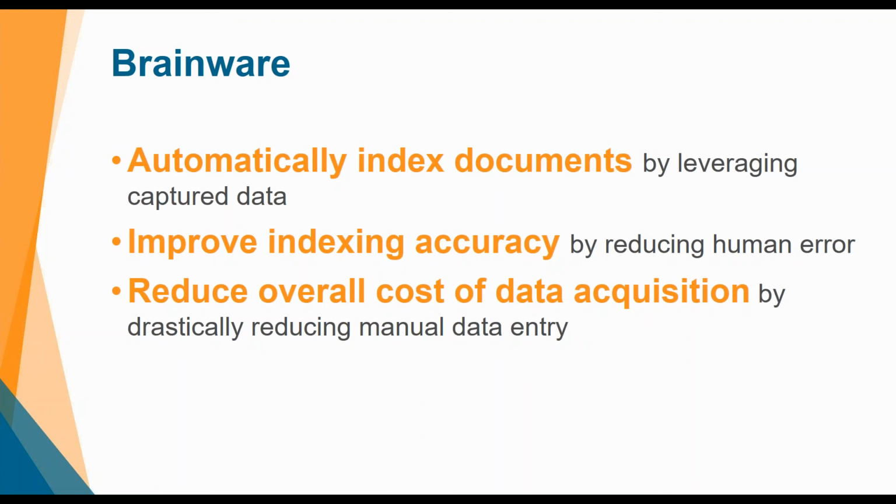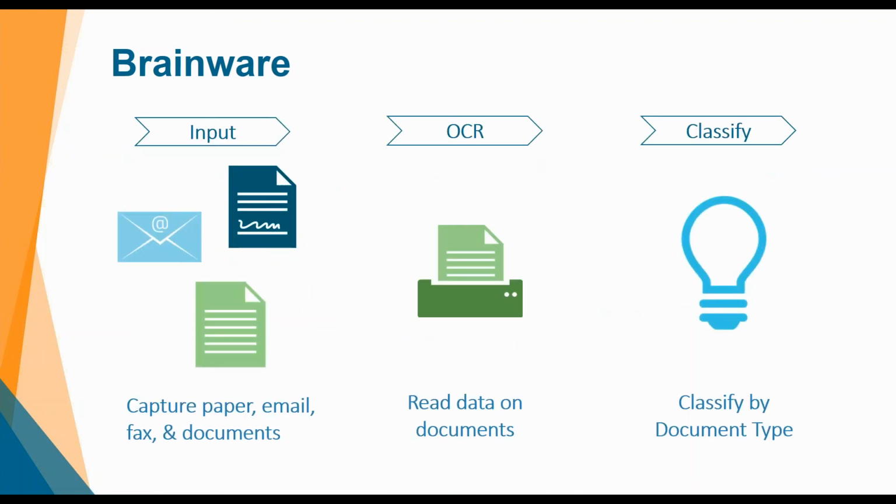With Brainware, you can automatically index documents by leveraging that captured data that we've talked about. This improves the indexing accuracy, again, by reducing, or in a lot of cases, eliminating the human interaction and therefore the human error, which overall reduces the cost of data acquisition by drastically reducing or eliminating this manual data entry. Going back to this slide very quickly, one of the key elements of Brainware is its ability to classify documents and data and do more complex data extraction.